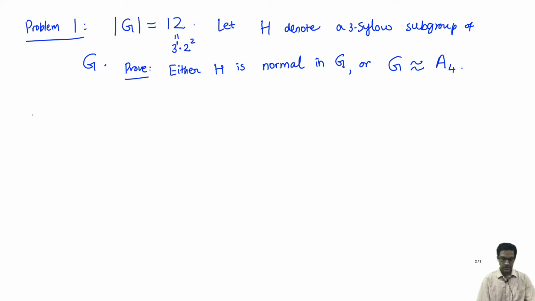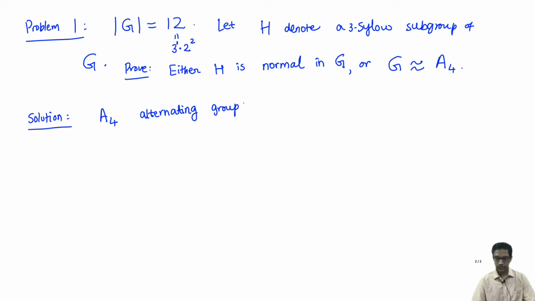Okay, so let's work out the solution to this problem. First, let's recall what the group A4 was. So what's A4? This is what we call the alternating group. So you encountered this once before, the alternating group on 4 letters.